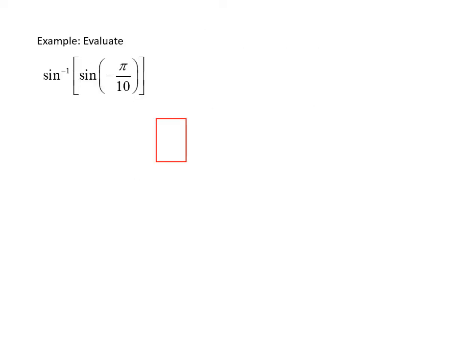Alright, for our first example, we want to examine the inverse sine of the sine of negative pi over 10. To evaluate one of these problems, we're going to look at the value that's inside our sine function. So we start with that, negative pi over 10, and we ask ourselves, is that within the range for which the inverse sine is defined? So is negative pi over 10 between negative pi over 2 and positive pi over 2, that right-hand side of the unit circle? And it is.